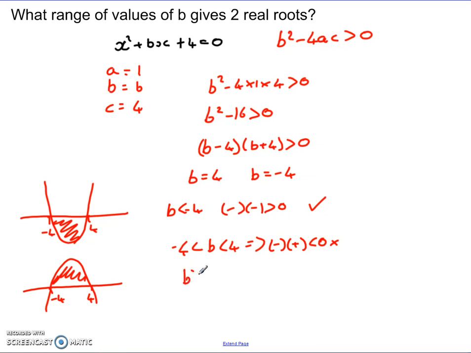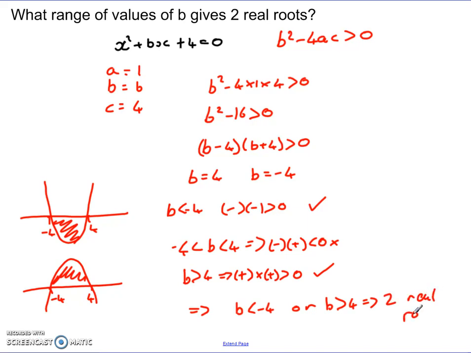If I then pick a value for B which is bigger than 4, so let's say 5, 6, 10, a million, what that means is this is going to be positive, and this is going to be positive, so I'm going to end up with a positive number times a positive number, which I know is bigger than 0. So that's the one I want there as well. So I know I've got a range of values for B. What I'm then able to say is therefore B less than negative 4 or B bigger than 4 gives me 2 real roots. Any value in those areas gives me satisfactory values for my roots. It gives me 2 answers. So that's what we need to figure out.